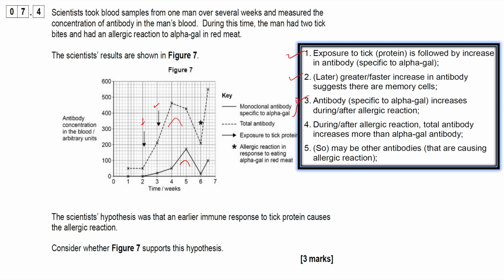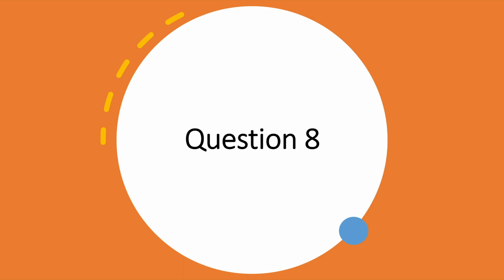And number 4, during or after allergic reaction, total antibody increases more than alpha gal antibody, which we can see here in the dotted line. So maybe other antibodies that are causing allergic reaction. So that means it's possibly the other antibody which are causing the allergic reaction because their titer is much higher compared to the alpha gal.